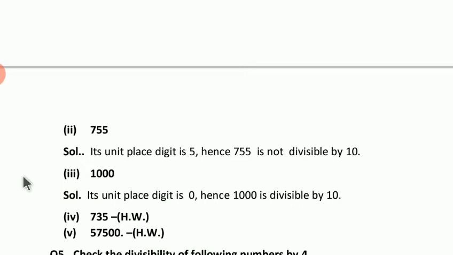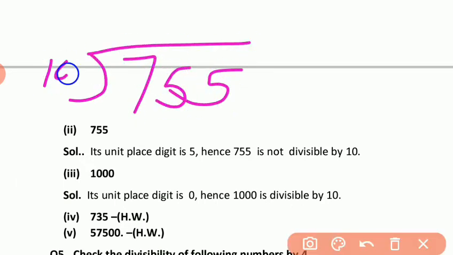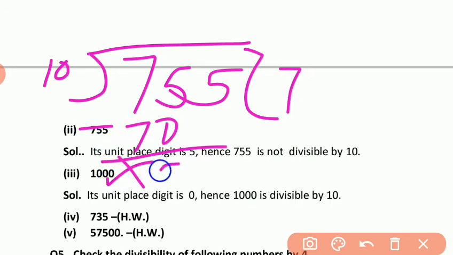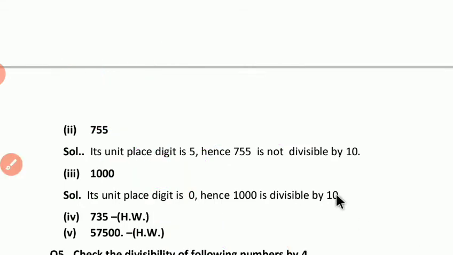We can also check. Here 755 is given. Divide by 10. So 10 sevens are 70. Then 5 is left, 55. 10 5s are 50. And remainder is 5 here. It means we got the remainder. It is not exactly divisible by 10. So we can say that 755 is not divisible by 10.